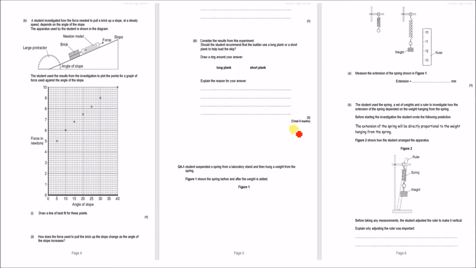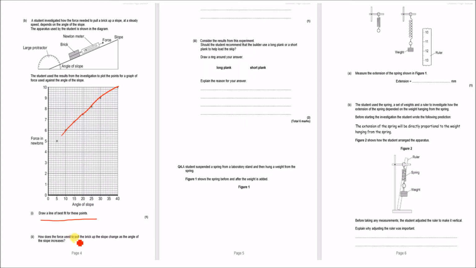Okay, so on this question, a student investigated how the force needed to pull a brick up a slope at a steady speed depends on the angle. So the first thing they want you to do is to draw a line of best fit for these points. So, because we don't really know what's going on before this, I'm going to start from the X and we're going to draw a nice curve through those points like so.